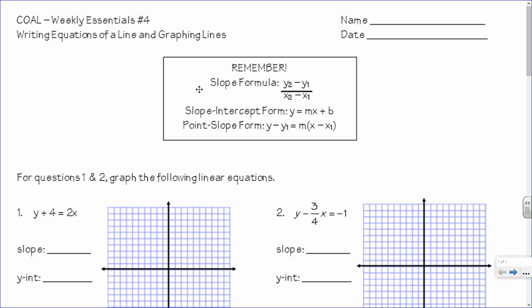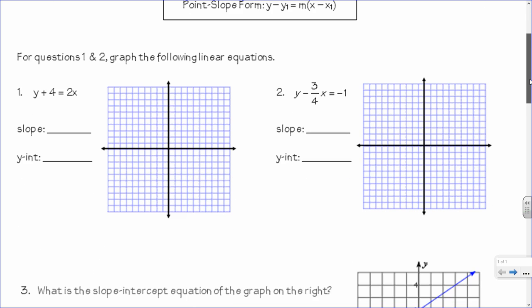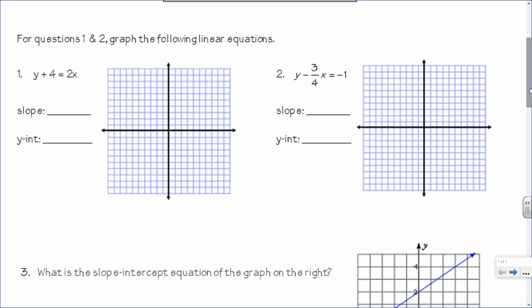So at the top of your sheet you will see that you have several formulas that we have discussed. We have the slope formula, which is y2 minus y1 divided by x2 minus x1. We have the slope-intercept form of an equation and the point-slope form of an equation. So let's go ahead and scroll down and look at question 1.